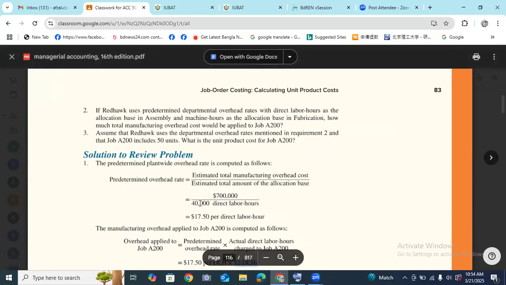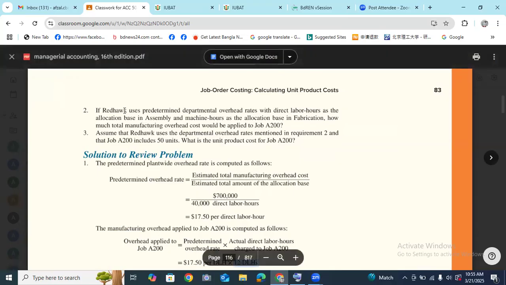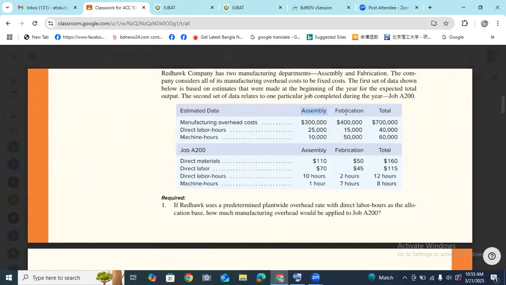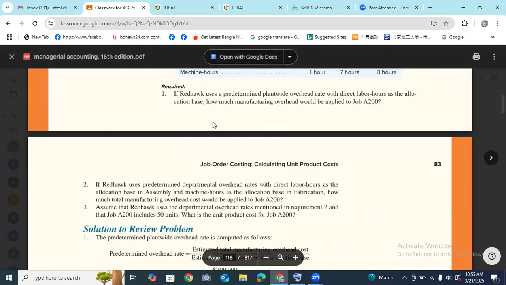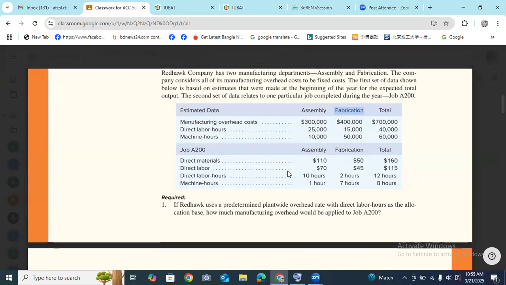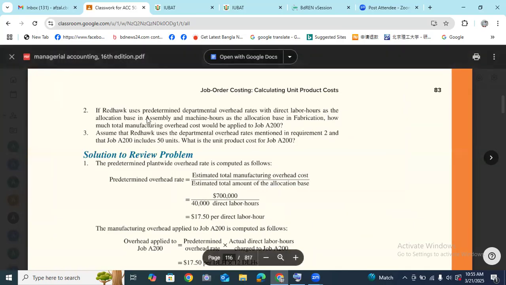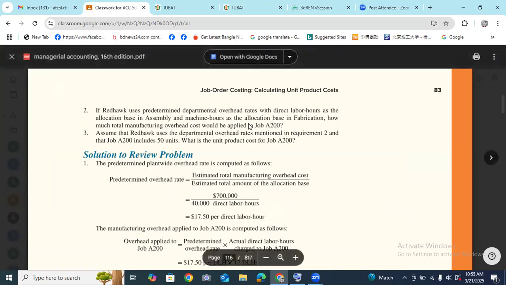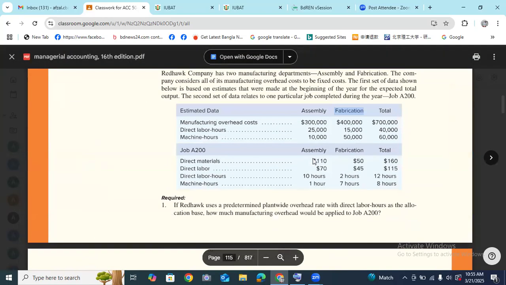Now, number 2. If Redhawk uses predetermined departmental overhead rate, because there are 2 departments, one is assembly department, another is fabrication department. In number 1, they used total, not departmental. Now, if Redhawk uses direct labor hours as the allocation base in assembly and machine hours as the allocation base in fabrication, there are two allocation bases for departmental. Direct labor hours is the base for assembly department and machine hour is the base for fabrication department.